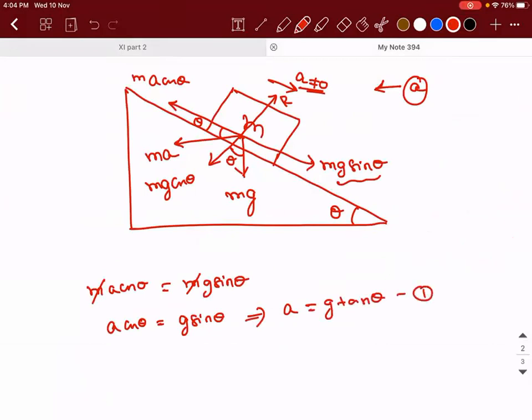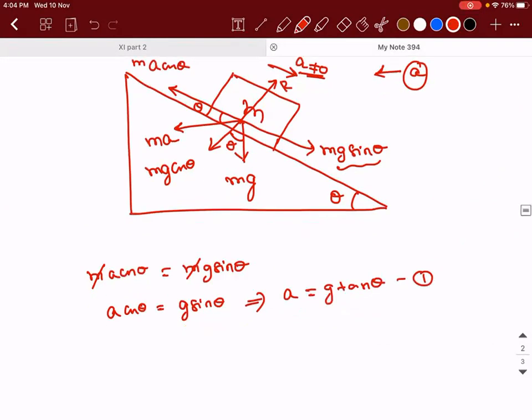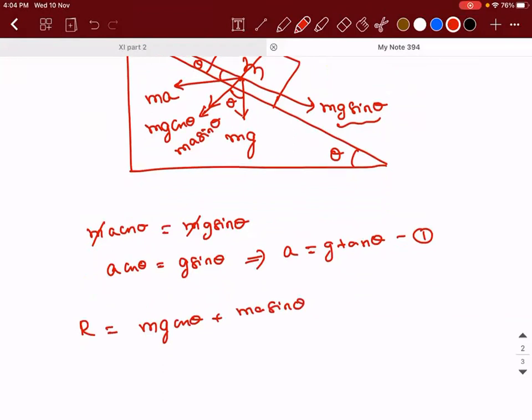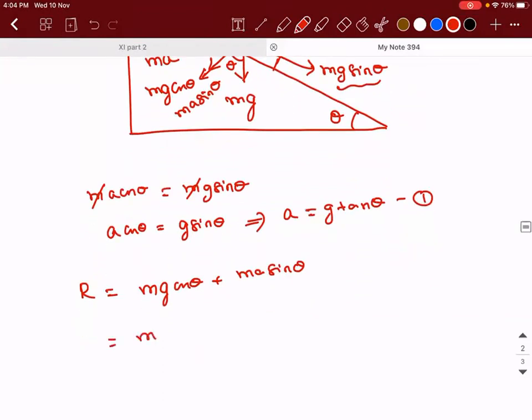Okay. After that, we have to form an equation for reaction. It will be like N is equal to mg cos theta plus, this I have to resolve. No, ma has to be resolved in this direction. This will be ma sin theta. So reaction will be equal to mg cos theta plus ma sin theta. And we can substitute the value there. Okay. So are you getting it?